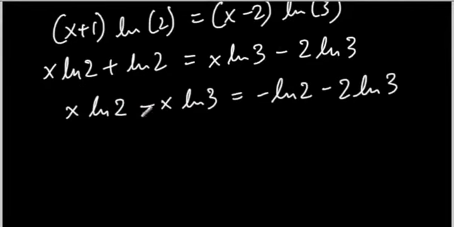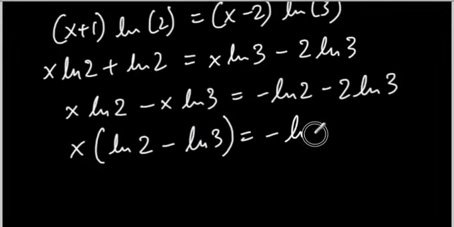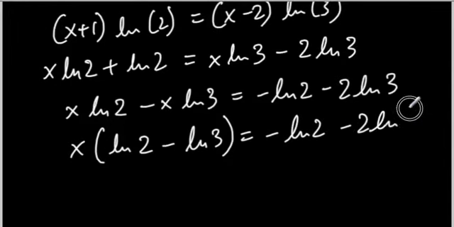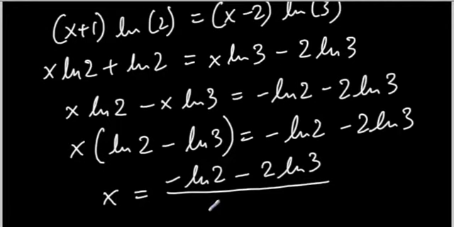Then I can factor out the x on this side. So I have x times (ln 2 minus ln 3) is equal to negative ln 2 minus 2 ln 3. Okay. The last step is we just want to isolate the x, so we divide. So x is simply equal to negative ln 2 minus 2 ln 3 all over ln 2 minus ln 3. And you can just plug that into a calculator and see what that equals. I'm not going to do it.